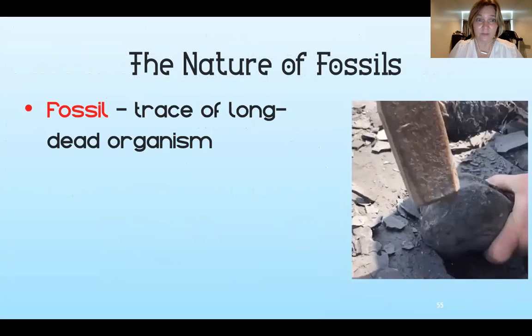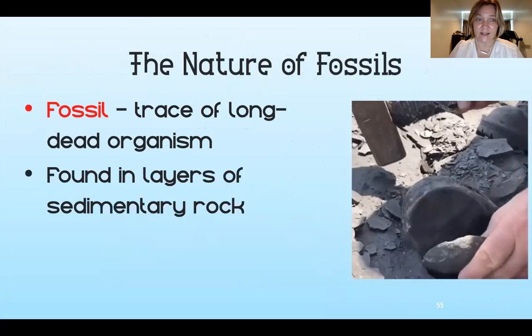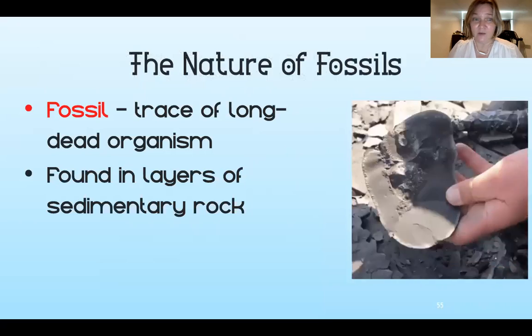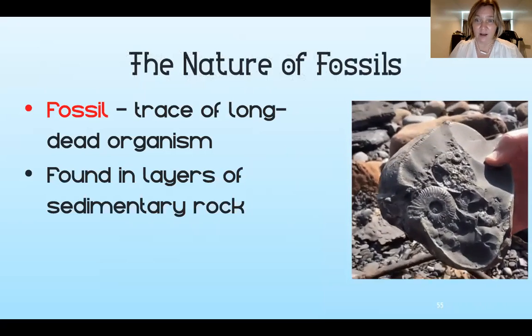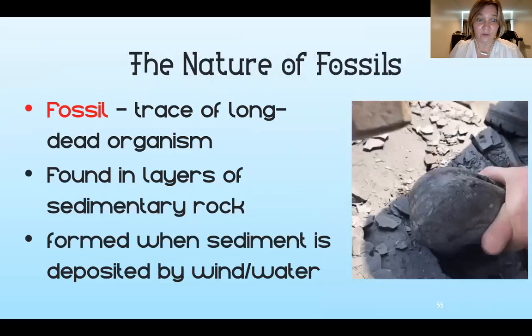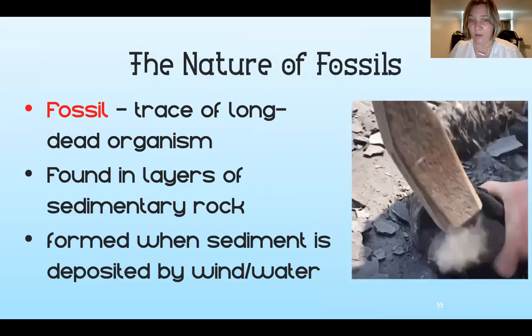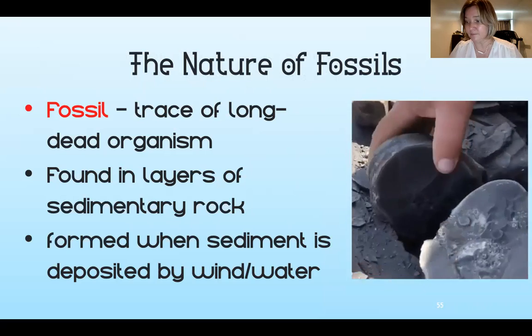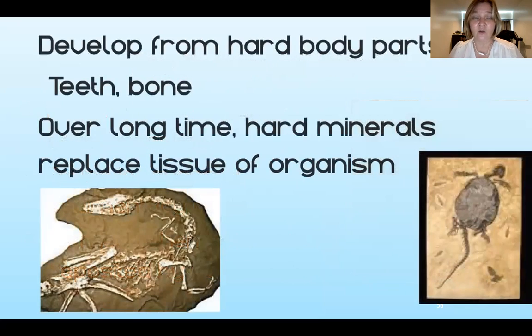A fossil is the trace of a long-dead organism. It is found in layers of sedimentary rock, like you see here. It is formed when sediment is deposited by wind or water. Now, fossils only develop from hard body parts like teeth, bone, and shell. Over a long time, hard minerals replace the tissue of the organism.